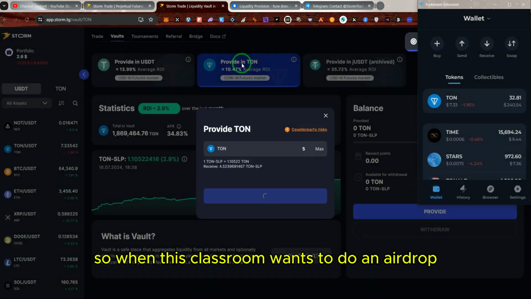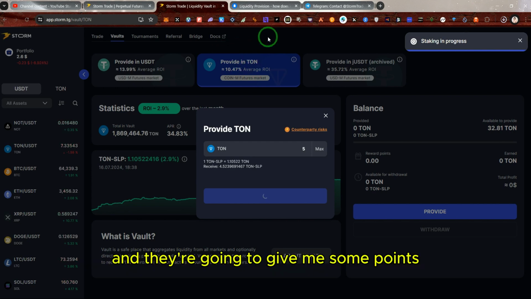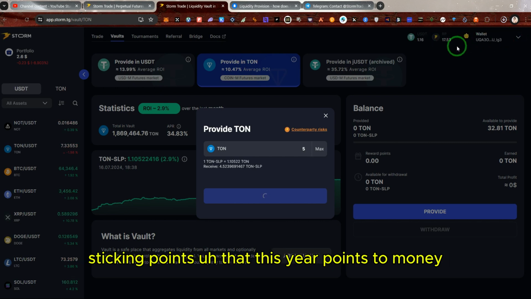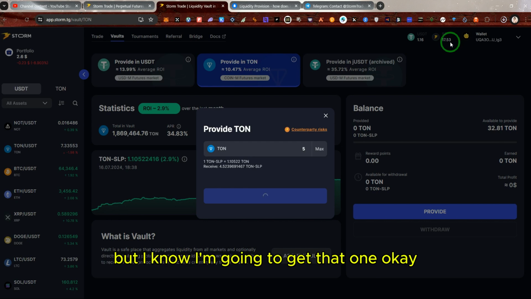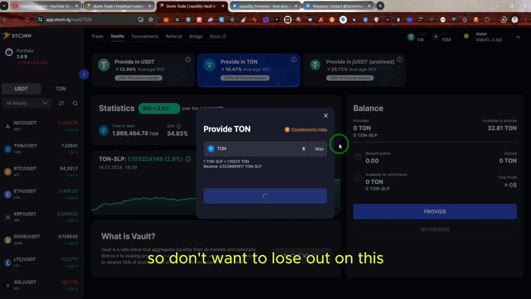So when this platform does an airdrop, I'm going to qualify because I'm providing liquidity for their website, and they are going to give me some points. I don't know when they are going to convert these staking points to money, but I know I'm going to get that. So I'm trading on the platform and providing liquidity. You don't want to lose out on this. This is how you use this platform.